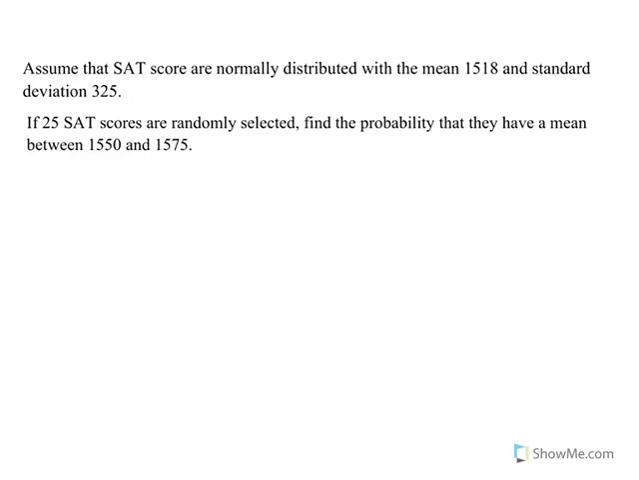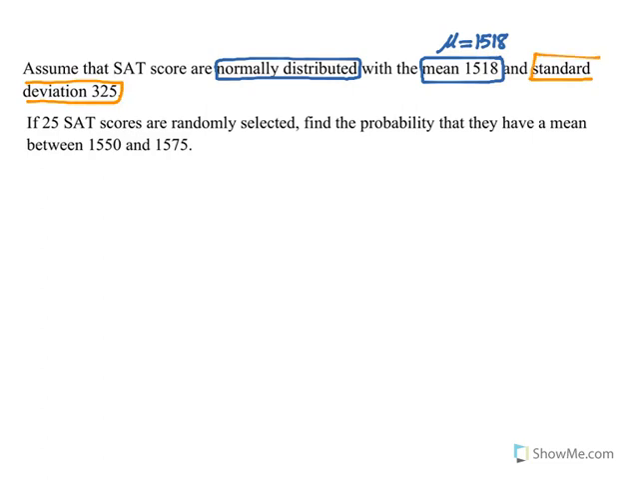Okay, in this question, we assume that the SAT scores are normally distributed. This is very important, with mean 1518, so the mean is 1518, and standard deviation 325. So this means that sigma is 325. Okay, so let's keep these in with red, and normal distribution is important here.